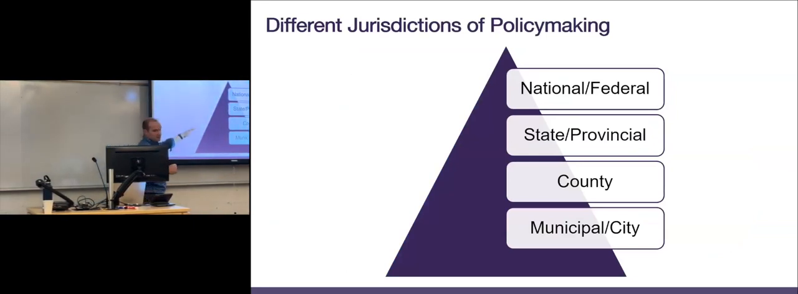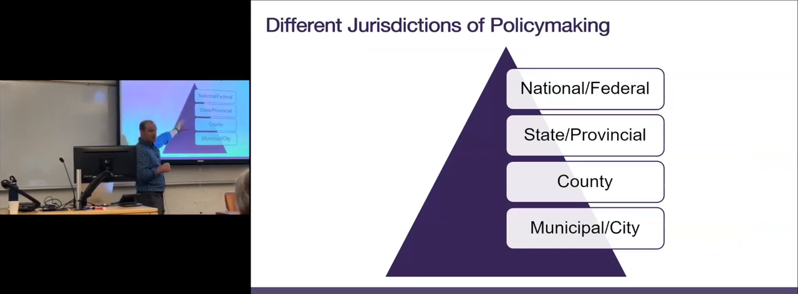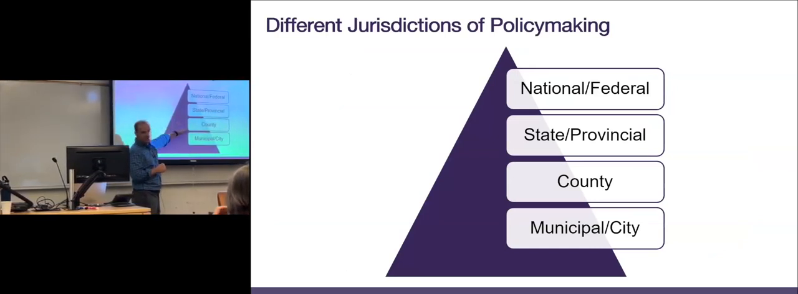In addition to this hierarchy of types of policies, there are also different levels of policy making. It can happen at the national or federal level, the state or provincial level, depending on the country you're in. Potentially below that, there's a county level, and then there's the municipal or city level. Each of these could potentially be the target for a policy brief.